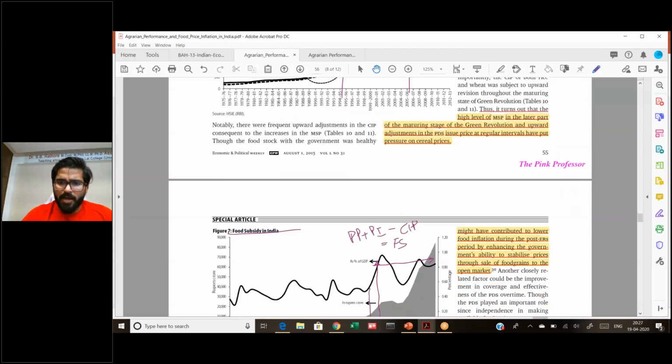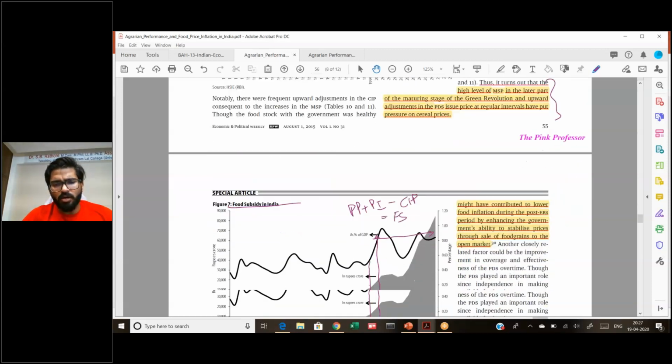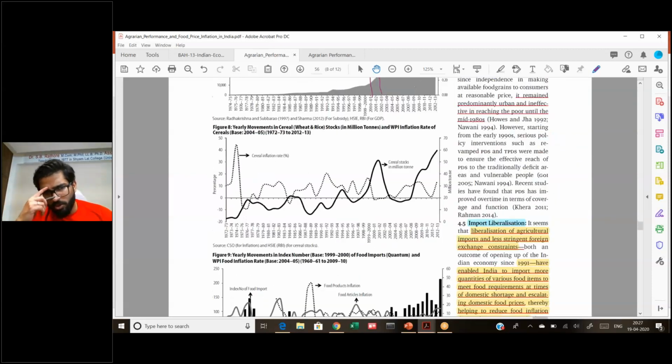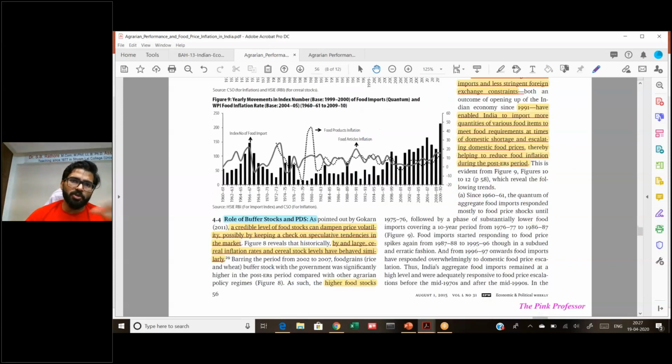But still, if we compare it to the other periods, you'll perhaps find that the inflation was much lower as compared to the later phase. The fourth reason is the role of buffer stock. If you have higher buffer stocks with you, then your ability to dampen the prices in the market increases. It's something like a saving. If there is a sort of crisis, then you can always bank on your savings to calm things down.